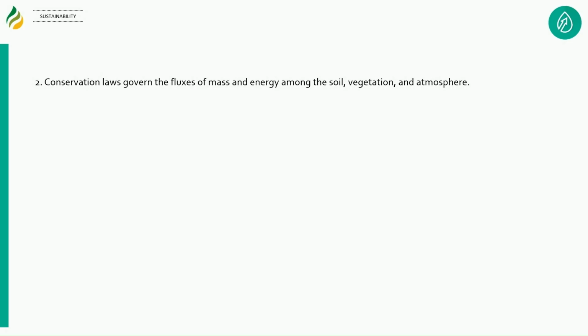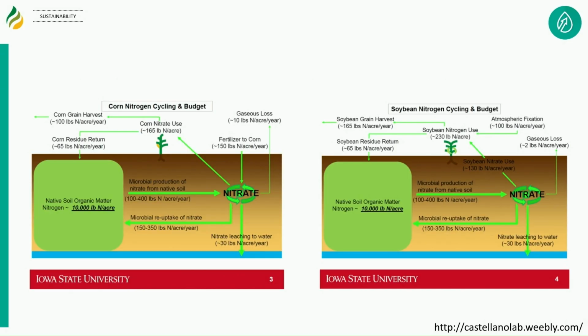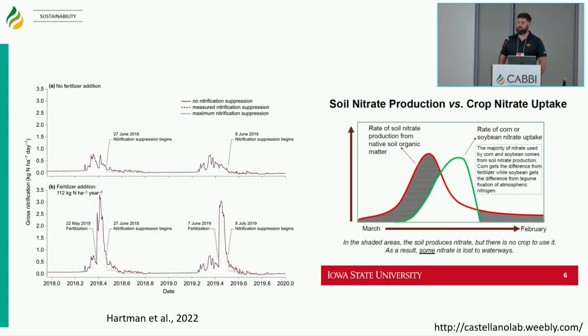Conservation laws dictate the flow of mass throughout an ecosystem. Here's a simple cartoon of the nitrogen cycle for corn and soybeans. You'll see the soil source is very similar, but the balance is very different. Within CABBI, we tested if we inhibited the movement of nitrogen during the growing season, would it affect the losses of nitrogen we get? And what we found was the big losses of nitrogen happen outside the time when we can inhibit denitrification, according to the DeNitrification-DeComposition model.